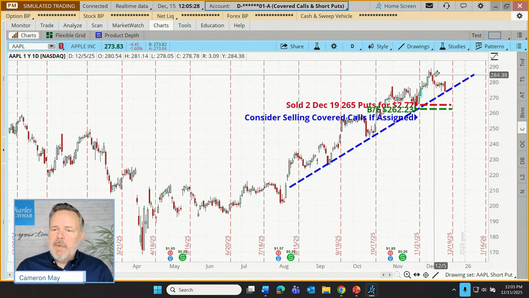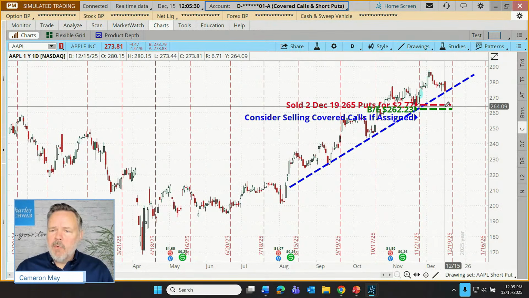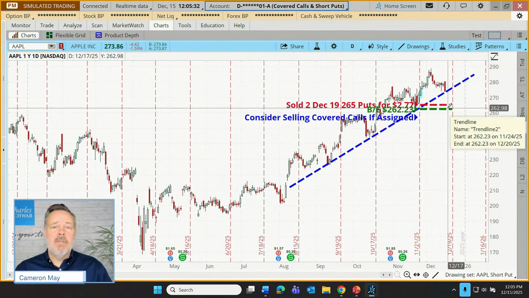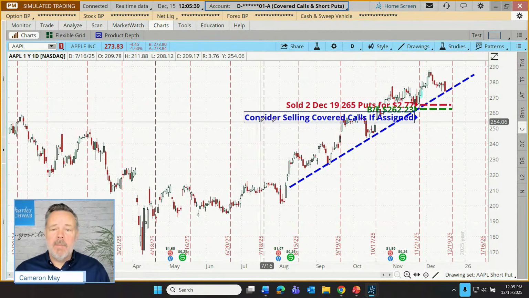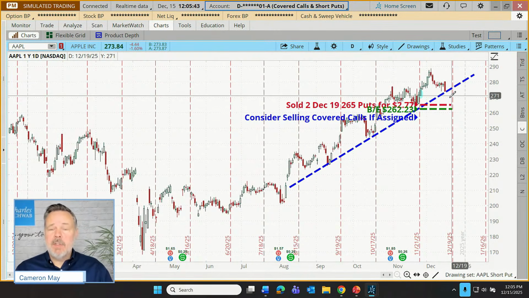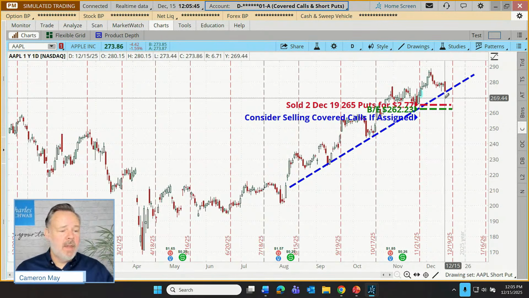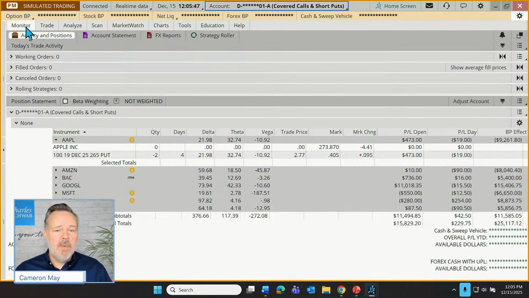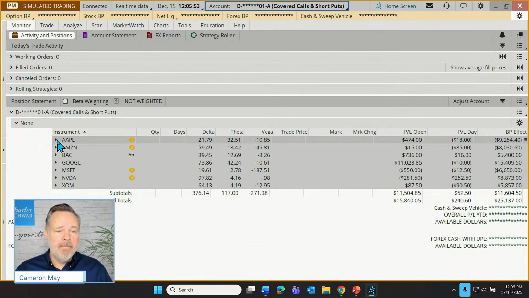But if we do pull back and we fall down in the range of 265, or if for whatever reason someone gets a wild hair, we get those shares assigned, we might take a look at maybe selling covered calls in that case. Otherwise, if this just expires worthless, we'll move on to the next one. All right, but this one is actually doing fine. 4 days till expiration. We're going to leave that one alone. Still about $9 out of the money.